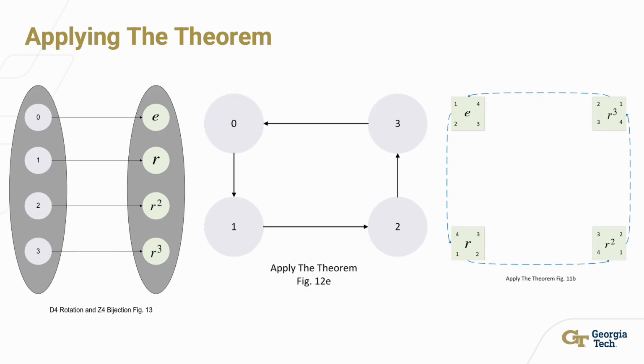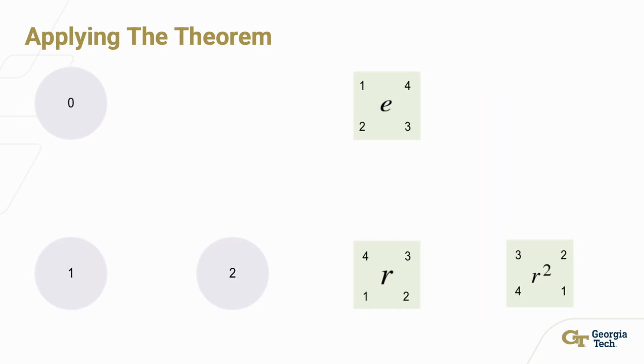So here we have that the rotations of a square are isomorphic to the cyclic group Z4. And here is our bijection chart, which takes 0 to E, 1 to R. Let's see if we can build an isomorphic Cayley graph using this. So here are our vertices, and we know that our vertices are in direct bijection, so 0 goes to E, 1 to R, 2 to R squared, and 3 to R cubed.